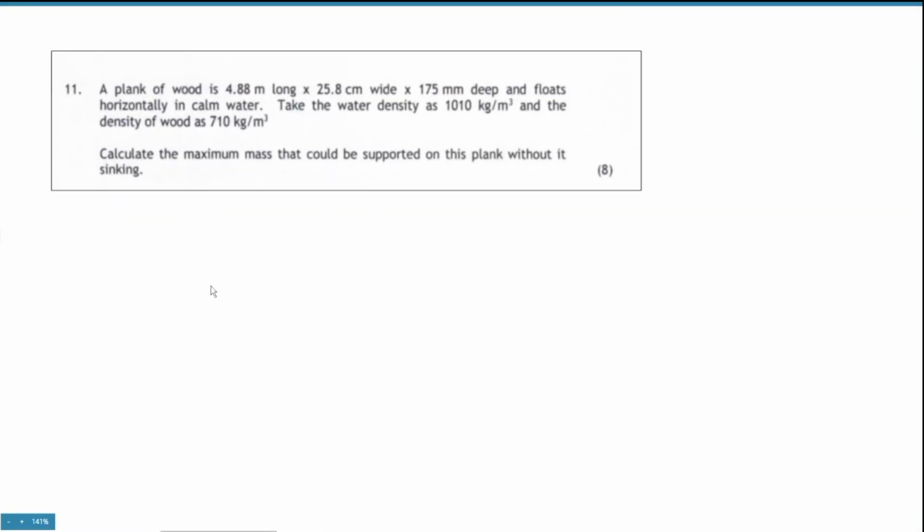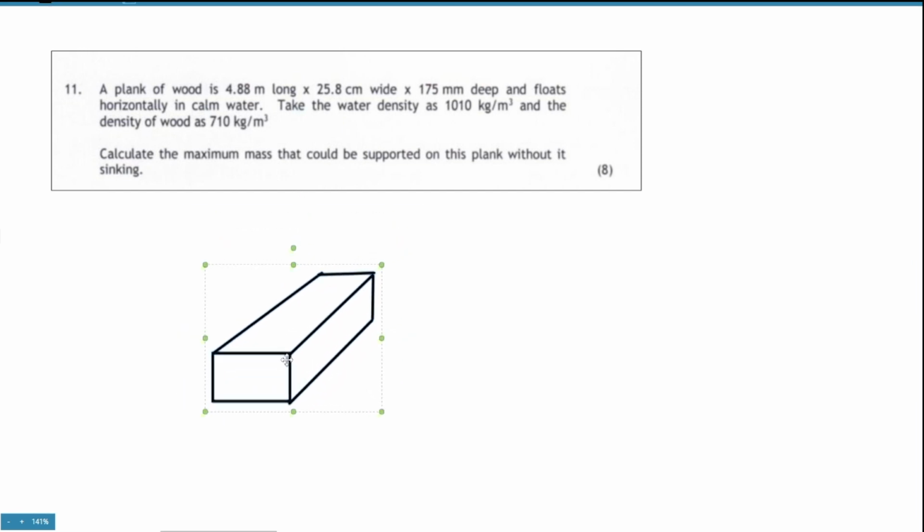Okay, so let's do question number 11. A plank of wood this big, that wide, that deep, floats horizontally in calm water. Take the density of the water to be this, the wood to be that. What's the maximum amount of mass it could support without it sinking? So we're going to be talking about a plank of wood that's in the water. Usually we don't do it like this. Normally it's sticking out of the water a little bit, but this thing is going to be loaded until it's just about at sinking point.